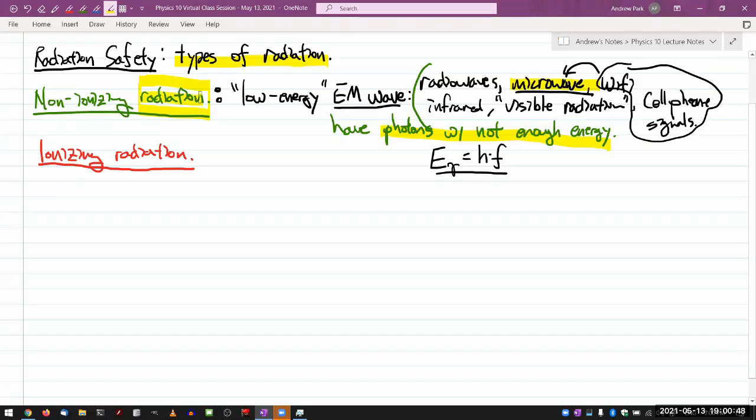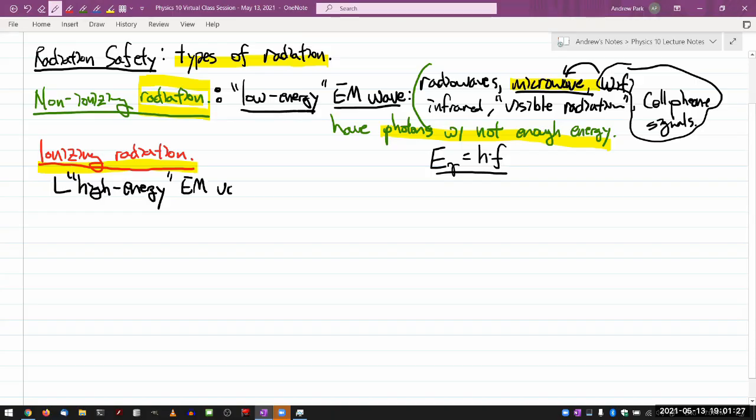Sometimes people get scared whenever they hear the word radiation, and there's no reason to be, because it could easily be referring to non-ionizing radiation, and there's nothing to worry about. Ionizing radiation is the one where you need to take care and you need to respect it. And there are many types of ionizing radiation. One of them is kind of the exact contrast to this. So any high energy EM wave would be considered that.